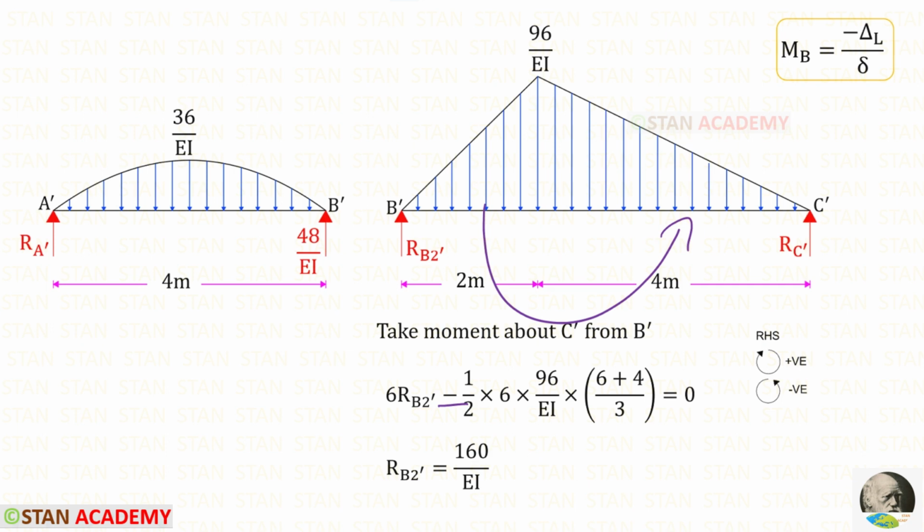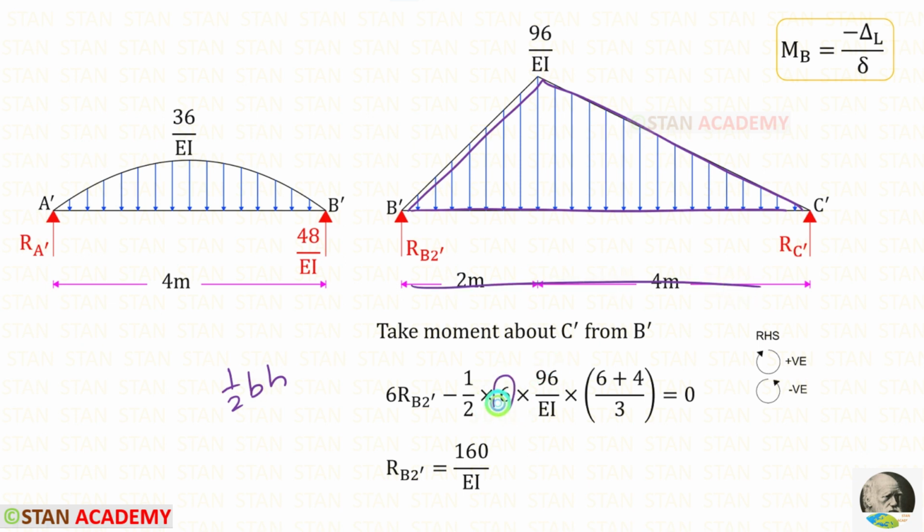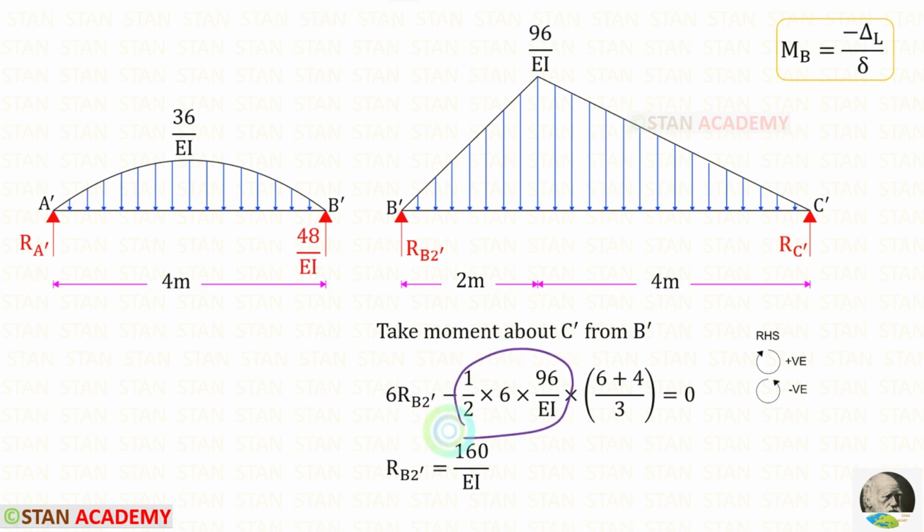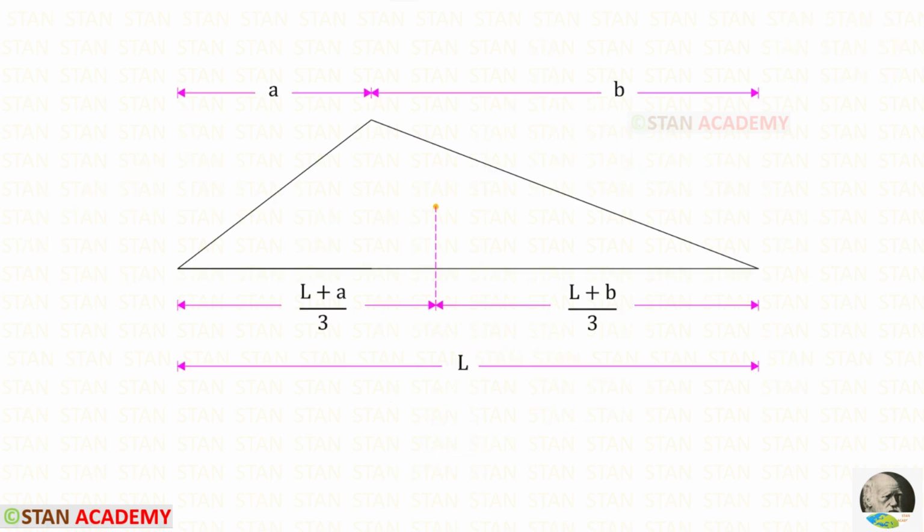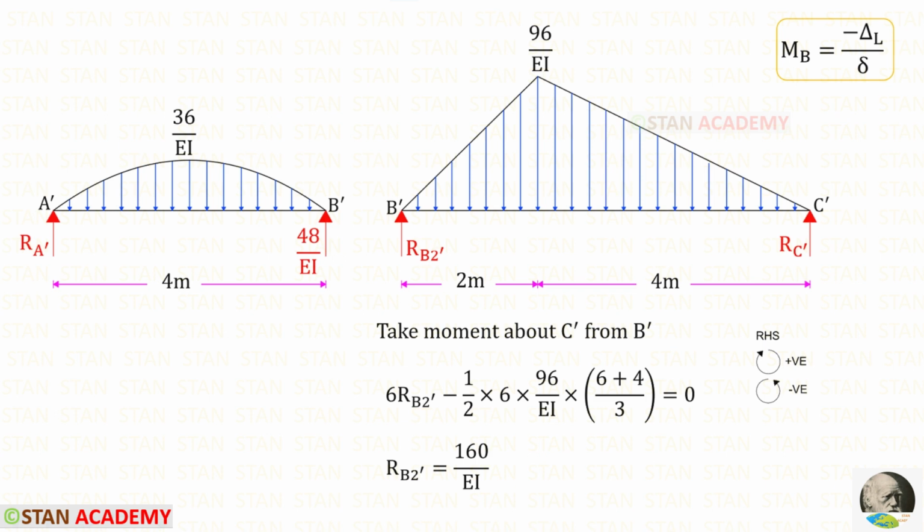For the UVL, we have to multiply the area with the centroid distance. This is a triangle. We know the area formula of a triangle, half into BH. Here the breadth is 6 and the height is 96 upon EI. So this is the area for this kind of triangle. The centroid distance about the right is L plus B upon 3. According to the formula, L is 6 and B is 4. For RB2 dash, we will get 160 upon EI.